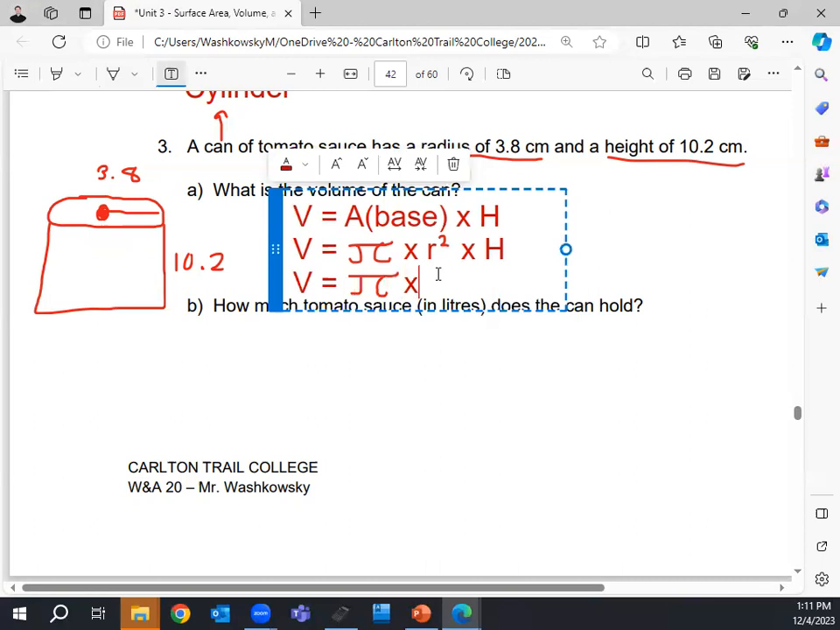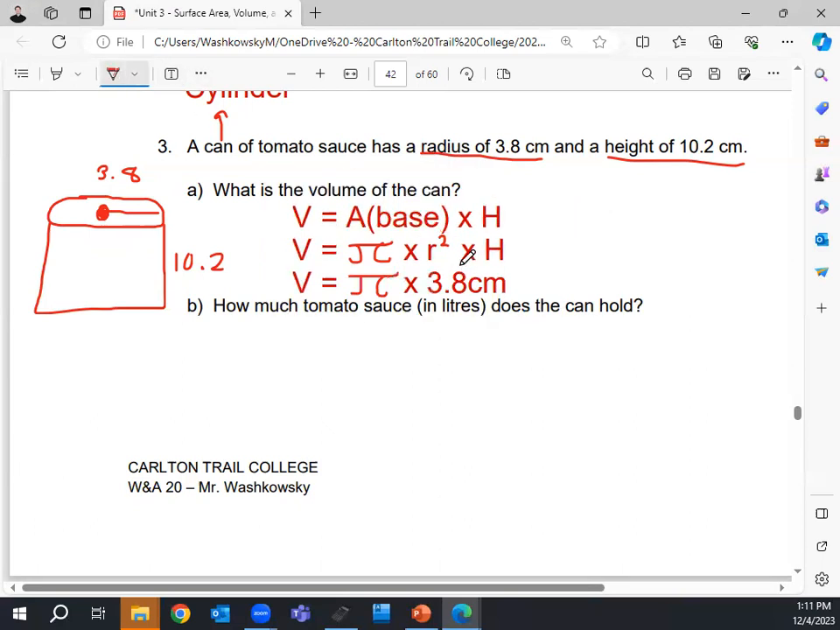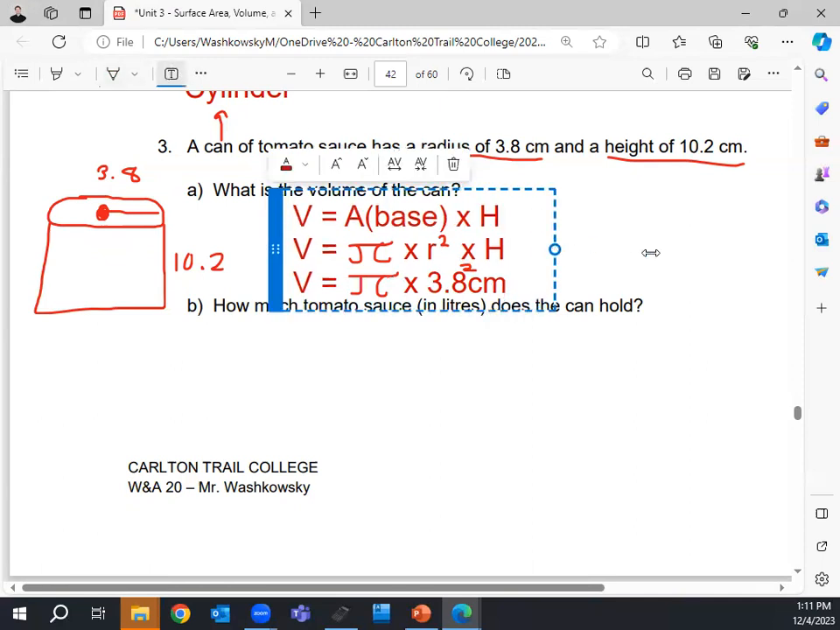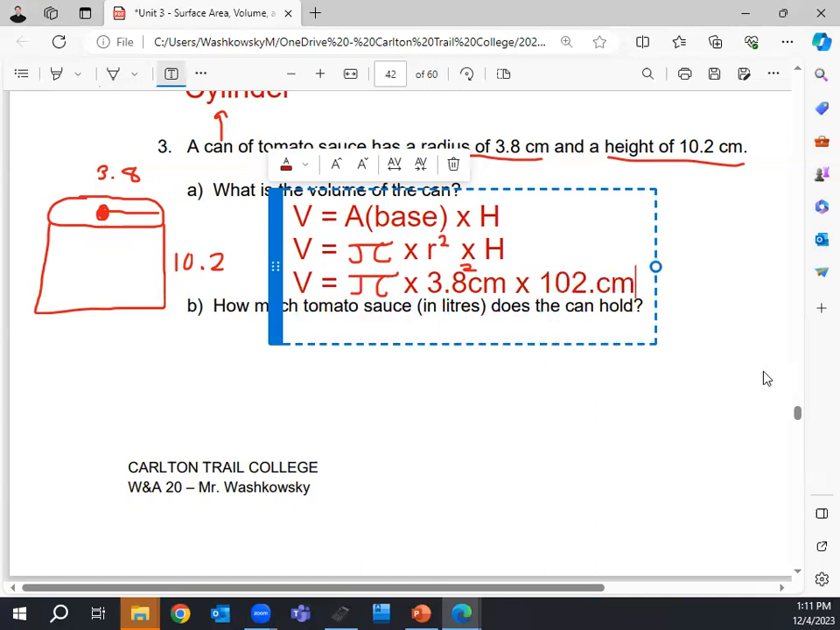Do I know what my radius is? It's 3.8 squared. And where it's 3.8 centimeters squared. And where are you going to mess this up? You're going to mess this up if that's a diameter. That's always the tricky part there. That's the curveball. So you have to make sure, did it give me the radius? So it's 3.8 squared centimeters times the height, which is 10.2 centimeters. Oops, not 102, 10.2.